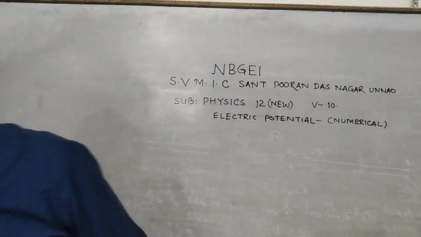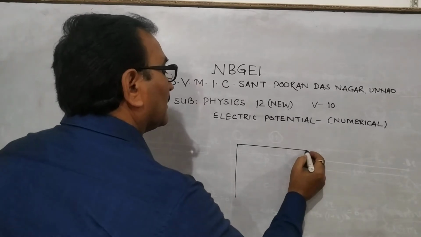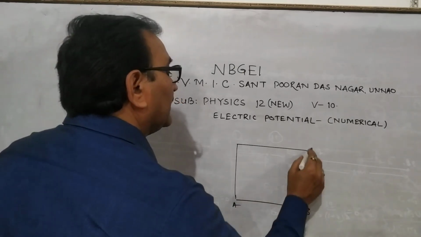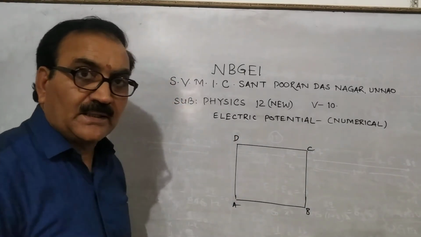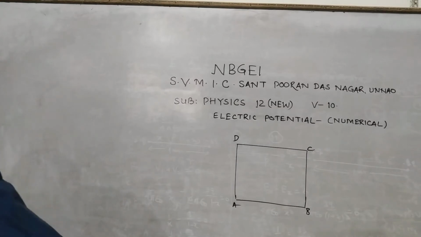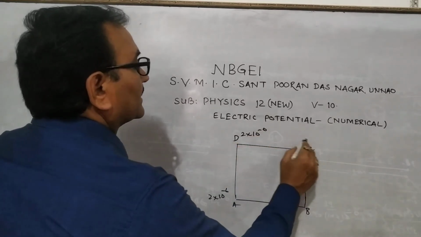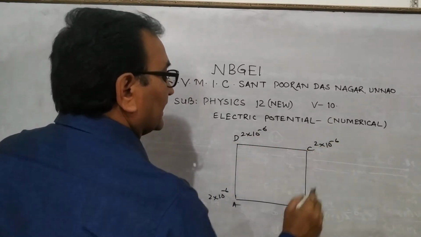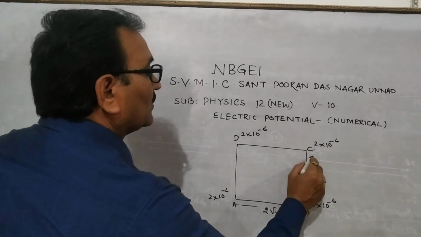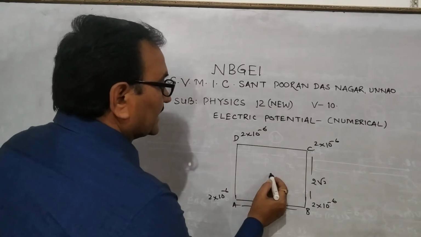तो इसमें से जो अरेंजमेंट दे रखा है, that is in this way, this is your square, A, B, C and D. Each corner has charge 2 into 10 to power minus 6, and its side is 2 root 2 because it is a square. You have to calculate potential at this point.